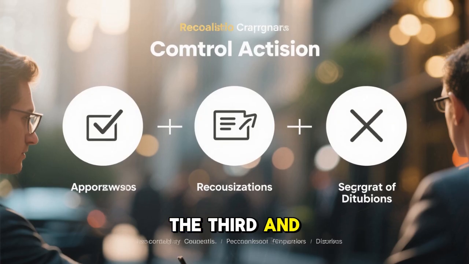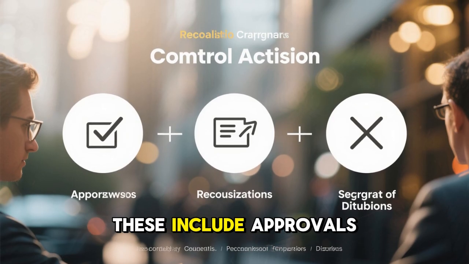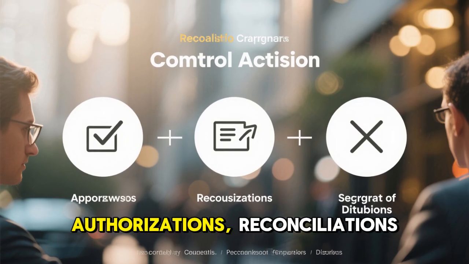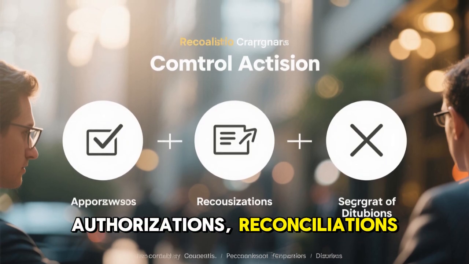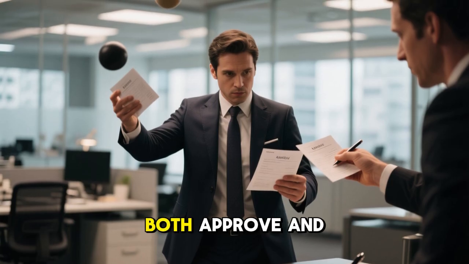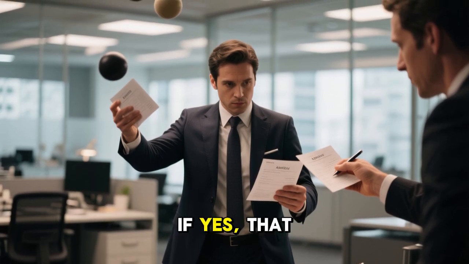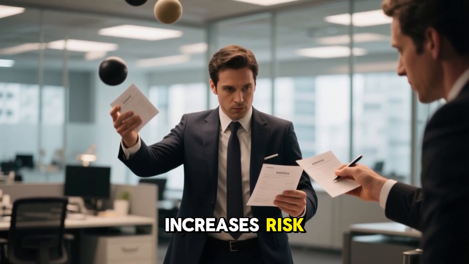The third and most important is control activities. These include approvals, authorizations, reconciliations, and segregation of duties. For example, are invoices approved before payment? Is bank reconciliation prepared monthly? Does one person both approve and record transactions? If yes, that increases risk.